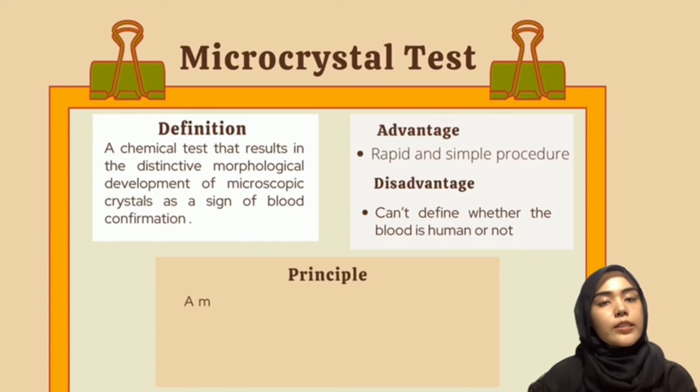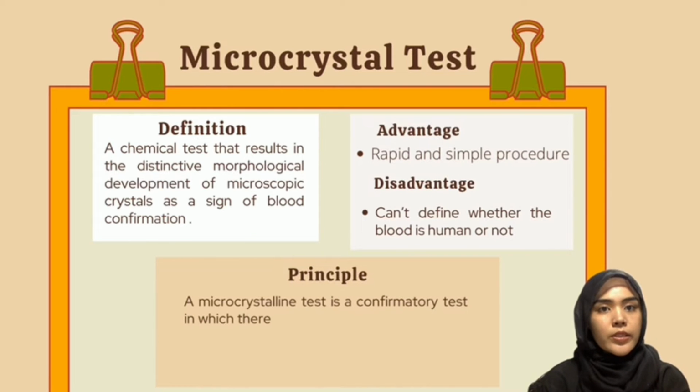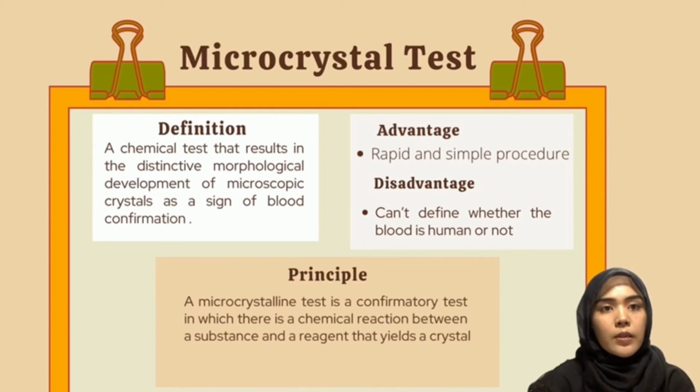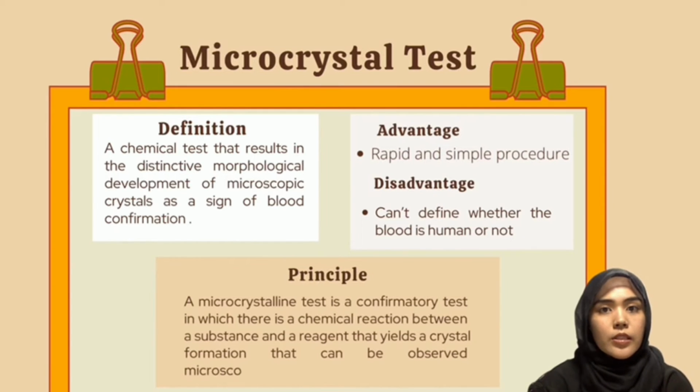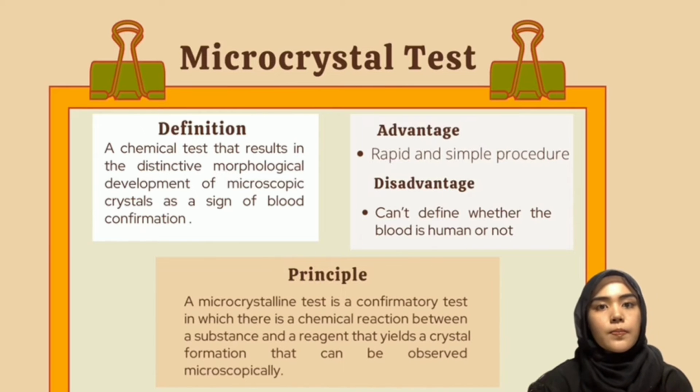Other than that, this test holds a principle, which is a chemical reaction between a substance and a reagent that yields a crystal formation that can be observed under a microscope. Different microcrystal assay tests produce different shapes of crystal, but almost react the same with hexavalent. These tests have 3 types, but in this presentation, I will only discuss 2 tests, which are the Takayama test and the Teichmann test.